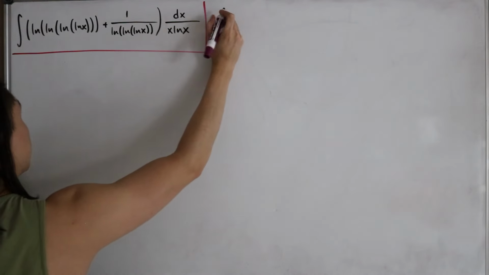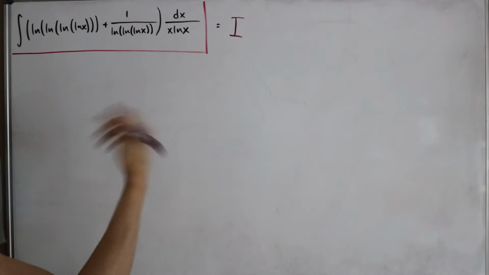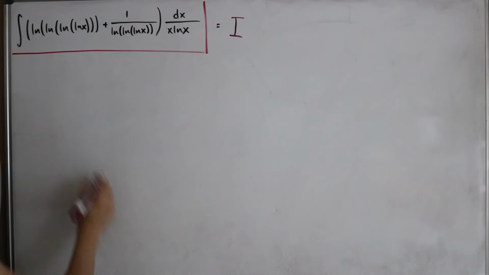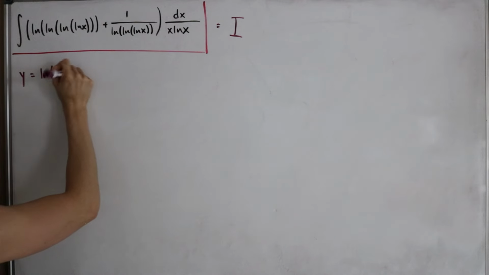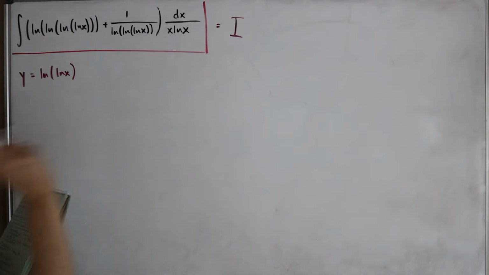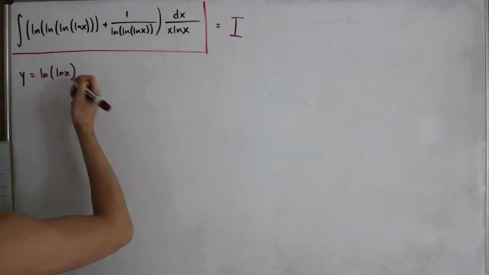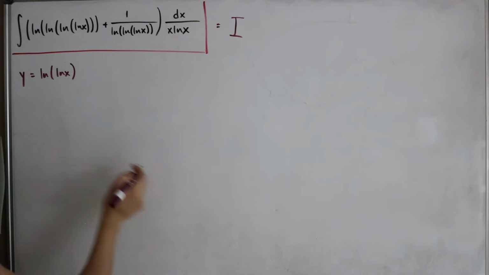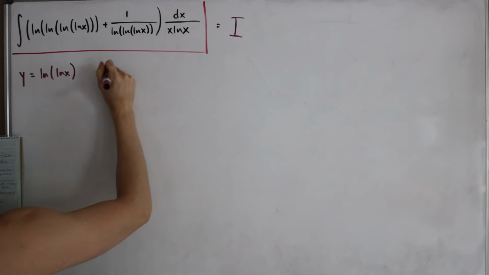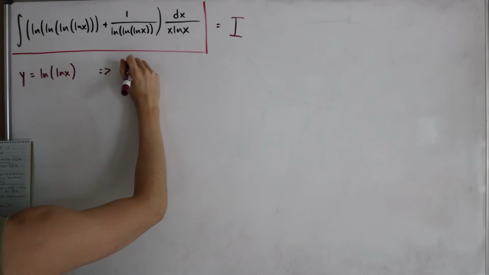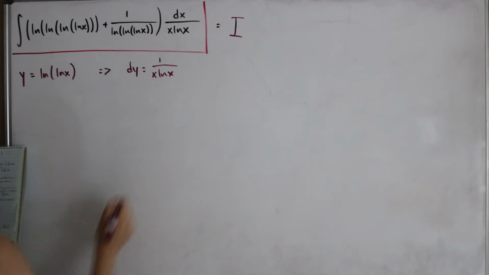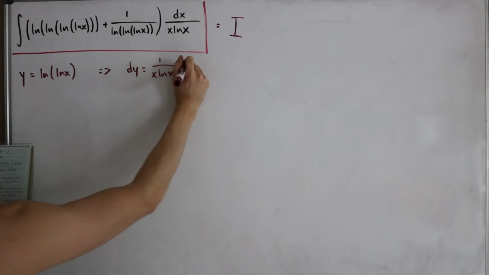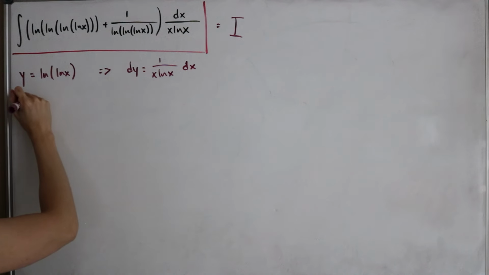So we'll say this is capital I, and of course, as mentioned, this is a u-substitution. If you guessed the natural log of x being the substitution, well, you are correct. You have indeed hit the jackpot. So the natural log of x, we'll set that equal to y. Then that means dy is equal to 1 divided by x times the natural log of x, dx.